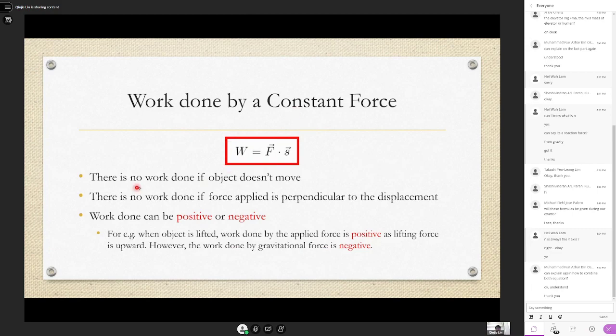So with this formula, there is no work done if the object doesn't move. Why? Because S is 0. If S is 0, work done is 0. Even if you apply a lot of force, if the object never moves, there is no work done.